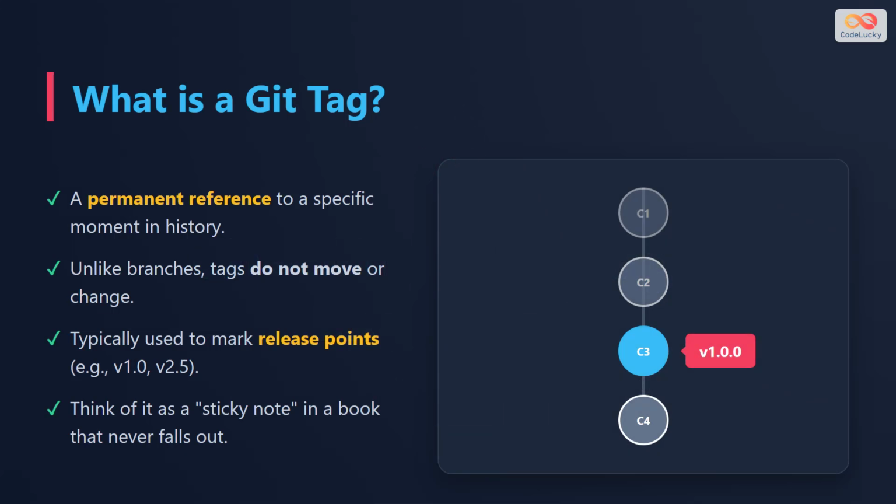First, let's understand what a tag actually is. In Git, a tag is essentially a permanent reference to a specific commit. Unlike branches, which change as you add new code, a tag is immutable. It stays exactly where you put it. Developers typically use tags to mark significant milestones, like version 1.0 or version 2.5 releases.